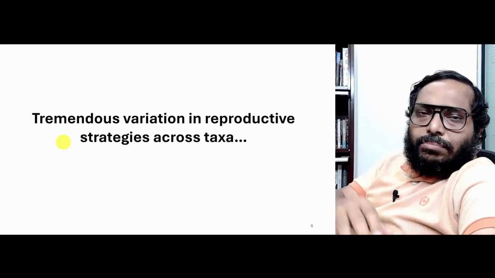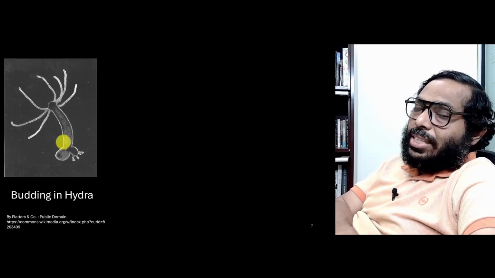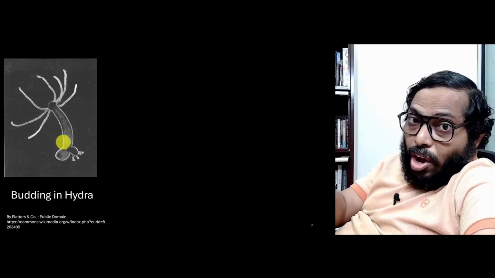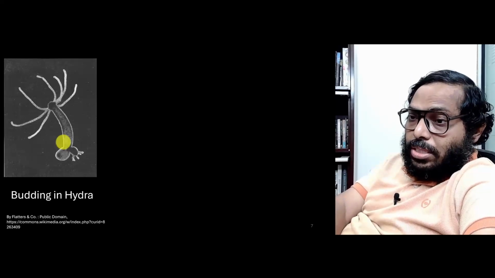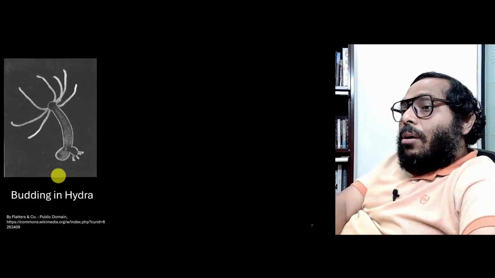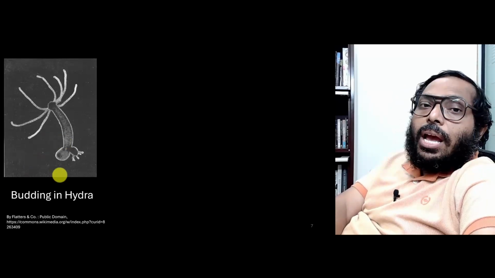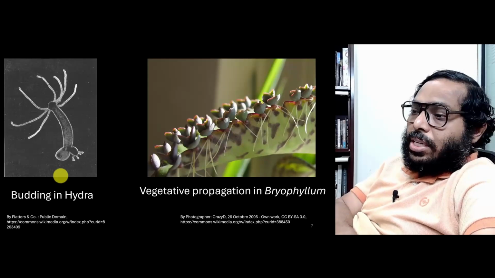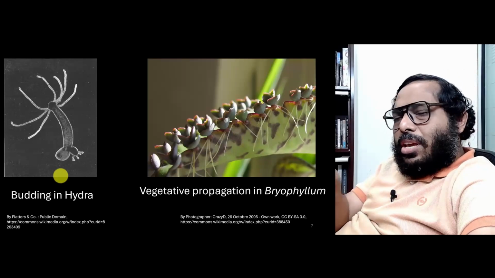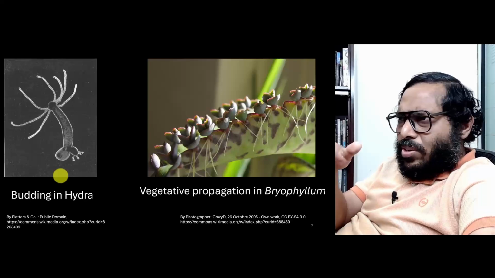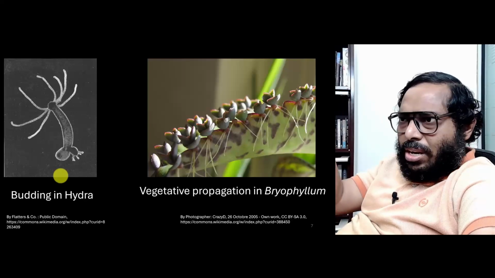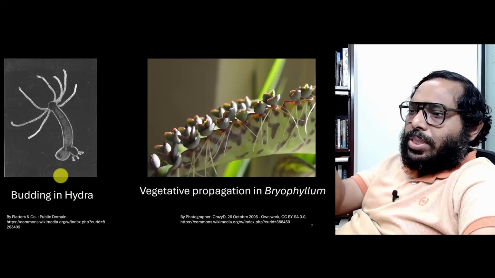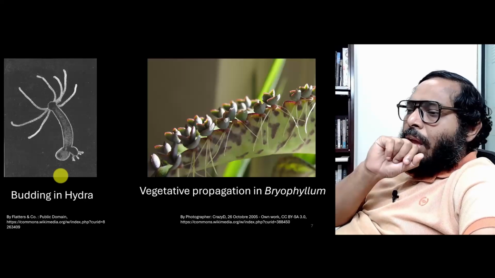For example, as I talked about in the context of asexual reproduction, you can have hydras simply budding off, like what is shown here in this particular figure. Or in slightly higher, more complex organisms, you have vegetative propagation in bryophyllum. This is a very common plant in many gardens, or even on balconies, where people put it in simple pots.